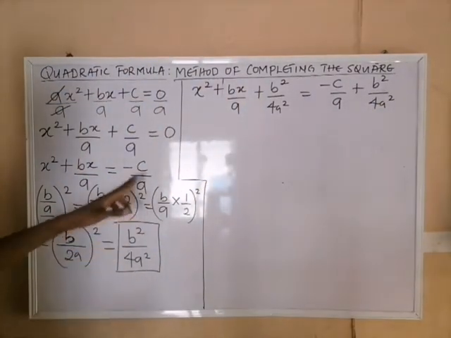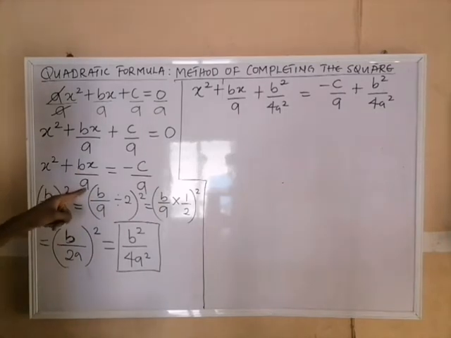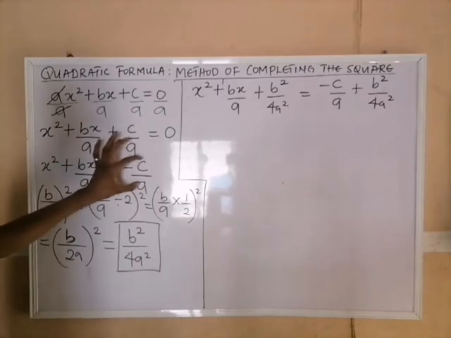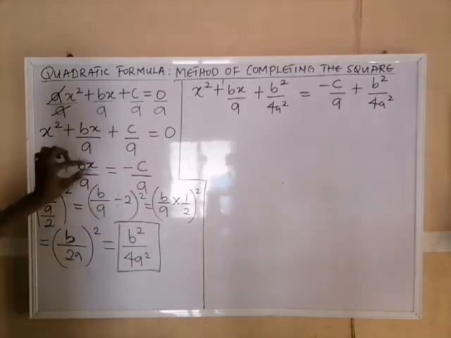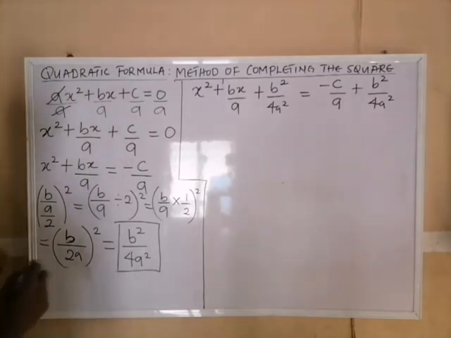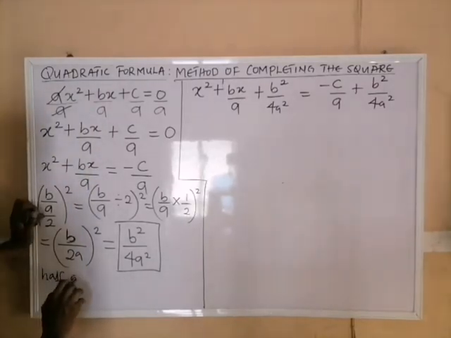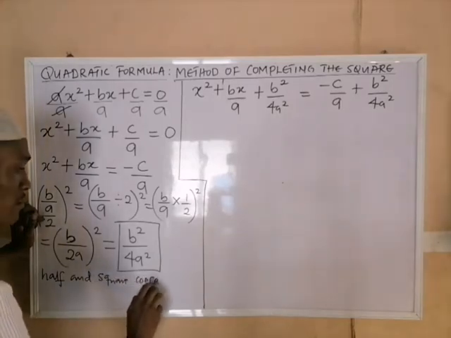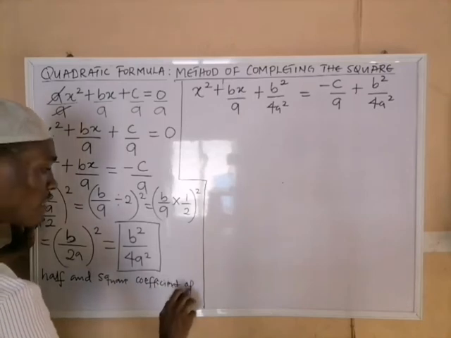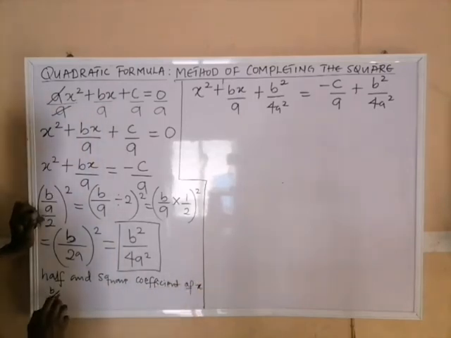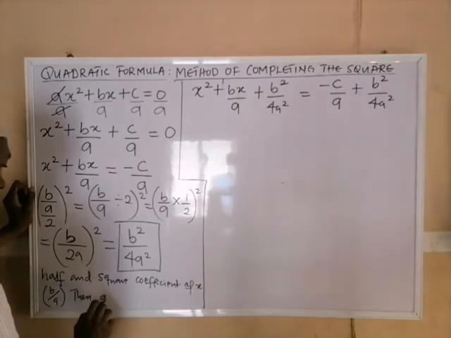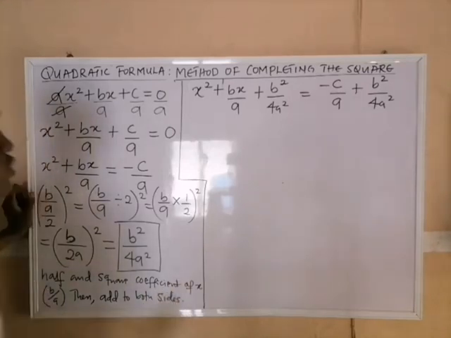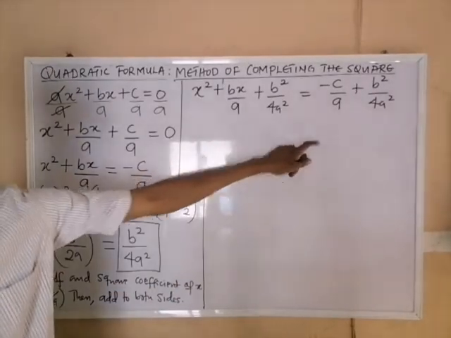Take note, I have halved and squared the coefficient of x here. I got this term, and I'm going to add it to this side as well as this side. Half and square the coefficient of x, which is b over a, then add to both sides.